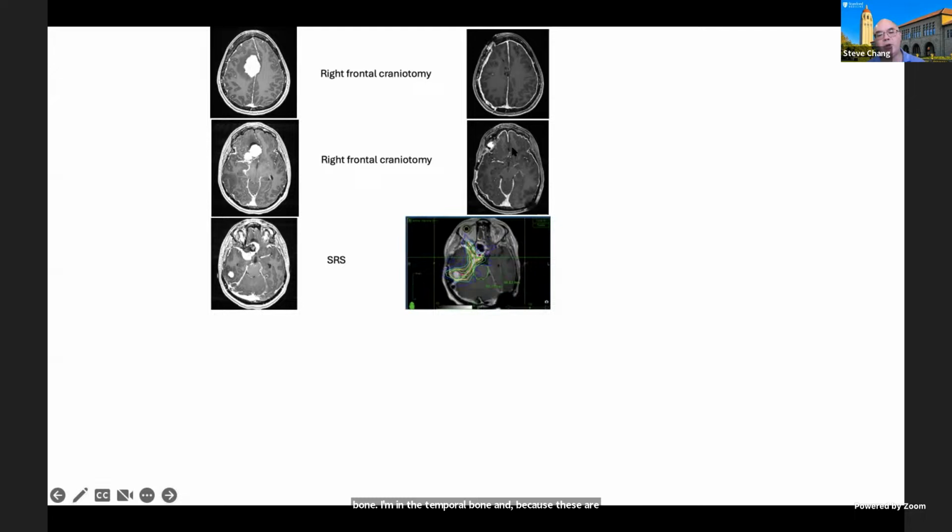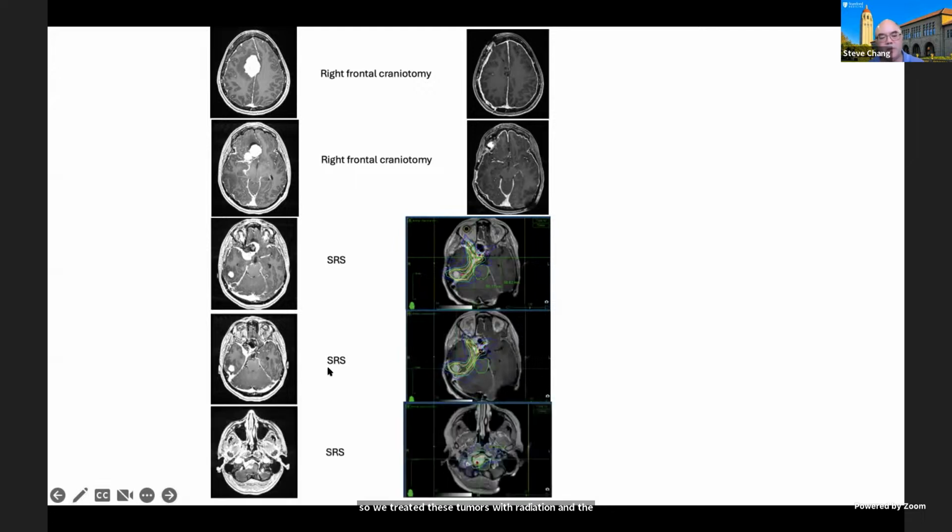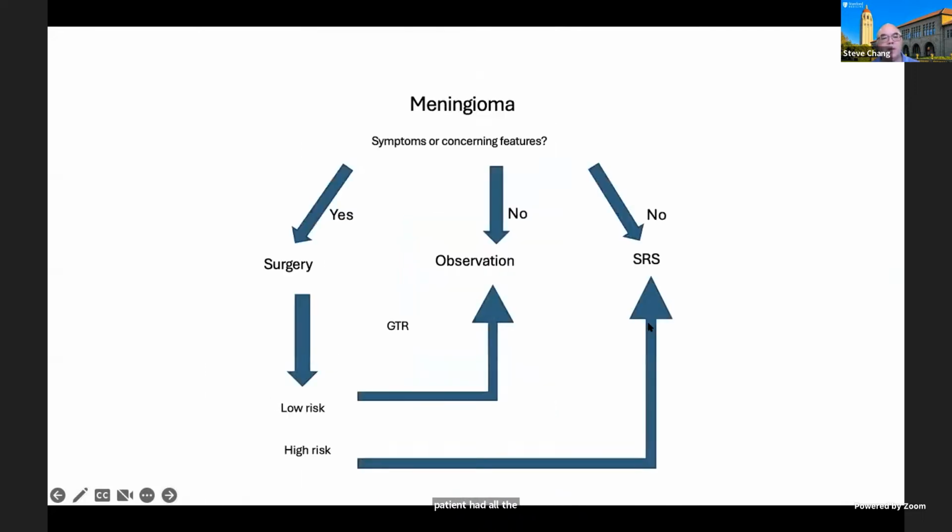At this point, the patient already had 2 surgeries, so we wanted to limit any additional surgery. So we treated these tumors with radiation, and the additional skull-based tumors we treated with radiation as well. So this patient got essentially a total of 2 surgeries and 2 radiation treatments to cover all the tumors. But at the end of the day, the patient had all the meningiomas treated and has done well.